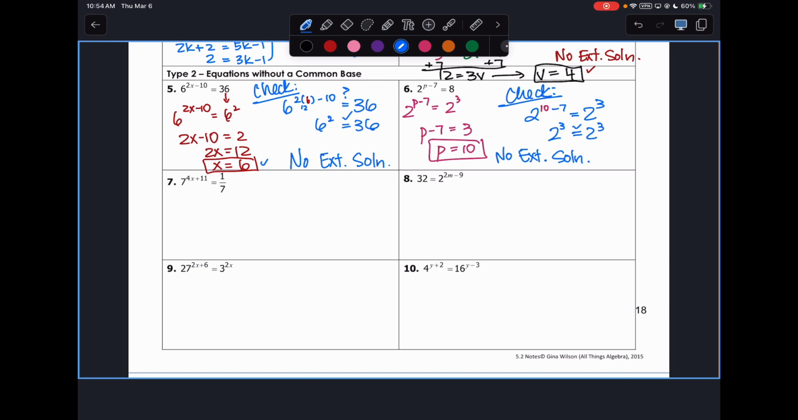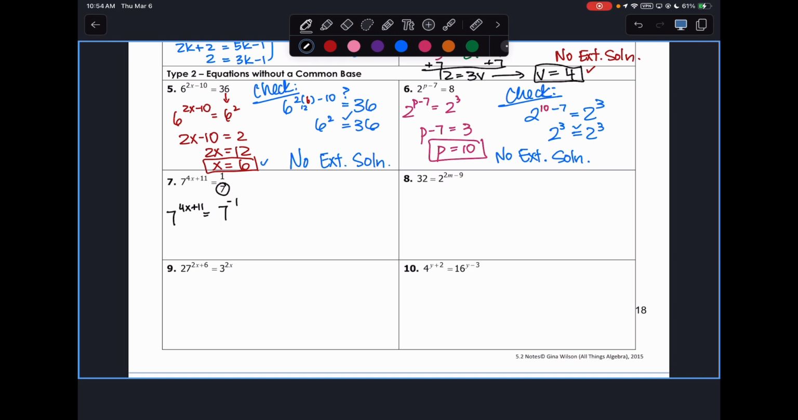All right, what about that one? That looks weird. It's a fraction. How do we get a fraction from exponents? Yeah. Negative exponent. So since we didn't change the base, it looks like we just get to keep the base at 7, raise it to negative 1st power, and that should match 7 to the 4x plus 11th power.